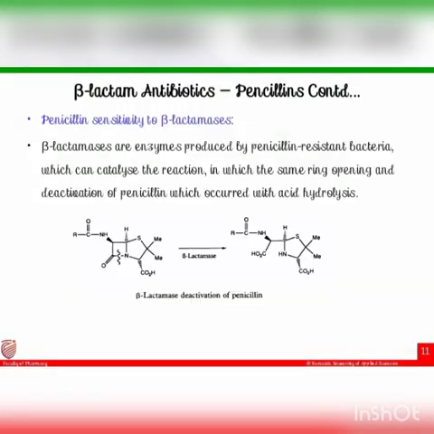Penicillin sensitivity to beta-lactamases. Beta-lactamases are enzymes produced by penicillin-resistant bacteria which can catalyze the same ring opening and deactivation of penicillin which occurred with acid hydrolysis. In this reaction we can see on the screen.